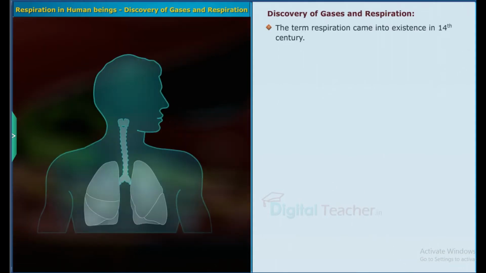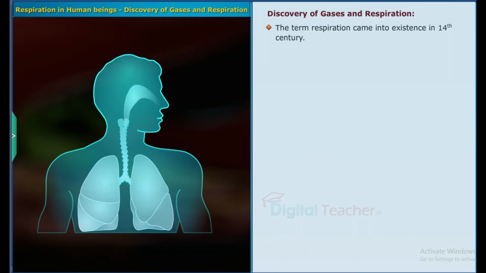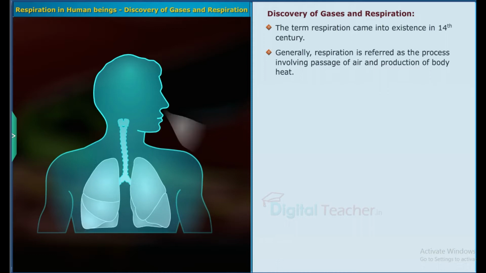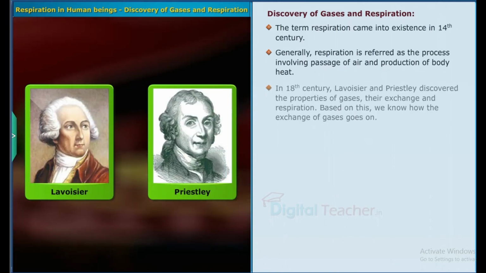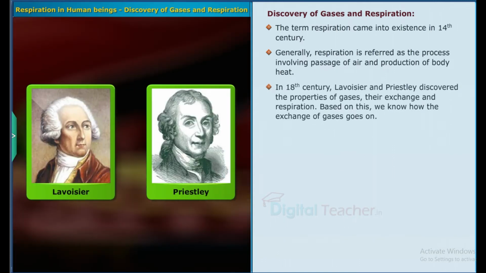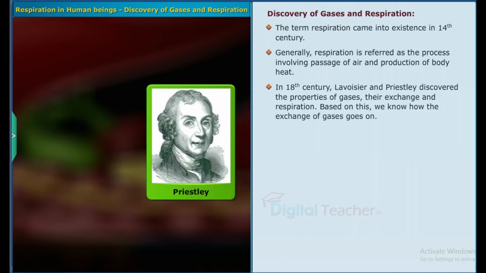Discovery of gases and respiration. The term respiration came into existence in the 14th century. Generally, respiration is referred to as the process involving passage of air and production of body heat. In the 18th century, Lavoisier and Priestley discovered the properties of gases, their exchange and respiration. Based on this, we know how the exchange of gases goes on.